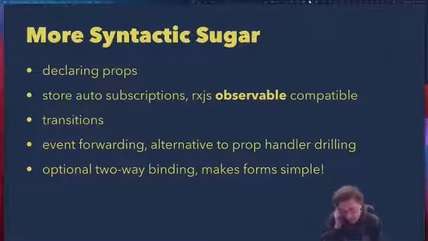They tend to focus a little bit more on event forwarding, so emitting events from components and catching them up above, as opposed to prop handler drilling, which React is a little bit more big on. Vue is kind of a mix. One of the things that's very different in Svelte from Vue and from React is that they have optional two-way binding. So it makes doing forms very simple. If you've done a form in Vue or a form in React, you know you have to go through some hoops to get them to work because it's only one-way binding. So we'll talk about that in a little bit.